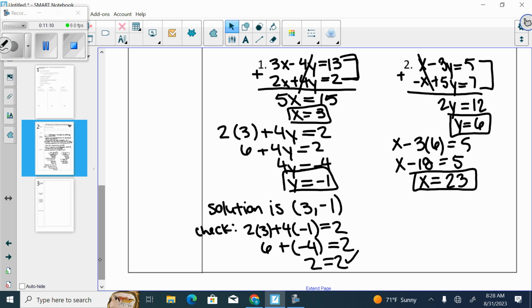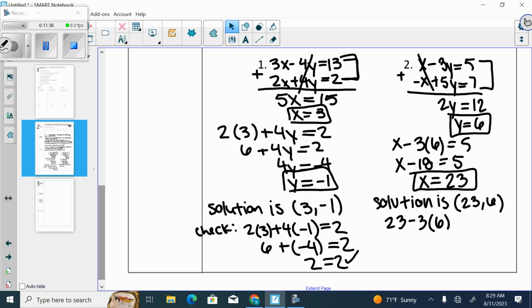And then just make sure we go back and write that solution as an ordered pair here. So this time, 23/6, right? And again, you can always go back, substitute that information in. If we use that same equation, we'd have 23 minus 3 times 6 equals 5. We already said this was 18, and 23 minus 18 is going to give us 5. All right.